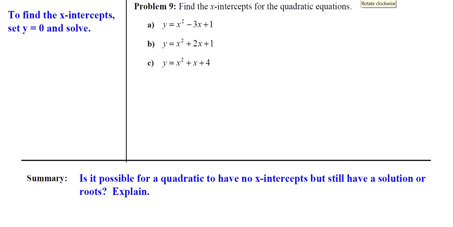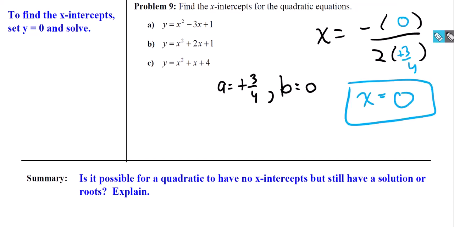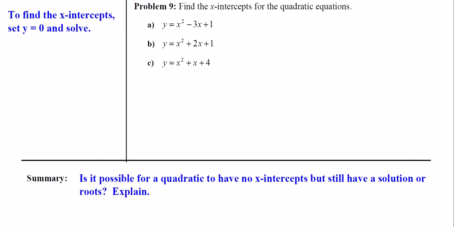They're points where the parabola intersects the x-axis. So let's start with problem 9, part A. We set this equal to 0. And looking at it, the AC method is not going to work out, and tic-tac-toe is not going to work out. And so we're going to just be stuck with the quadratic formula. So A is positive 1, B is negative 3, C is positive 1.